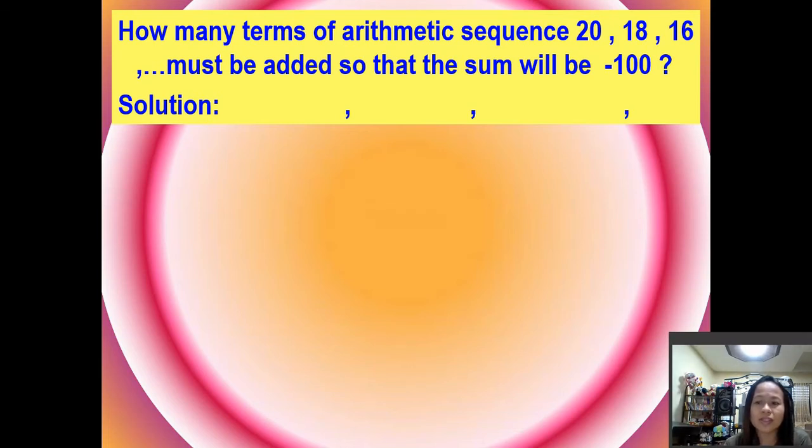This time we are given the sum. We are not asked anymore to get the sum, but we are given the sum. So what we are going to find out is the number of terms to be added so that we can have the sum of negative 100.